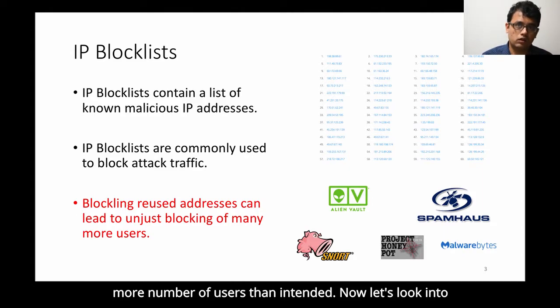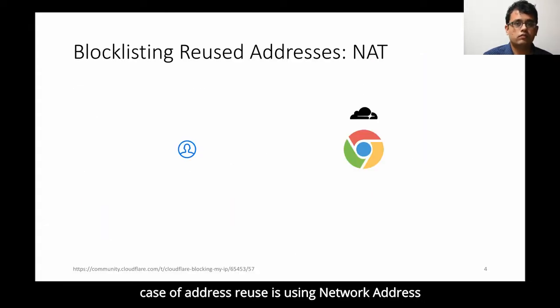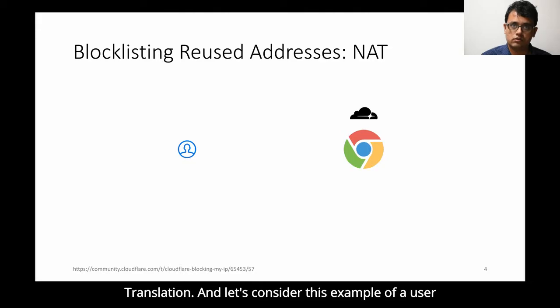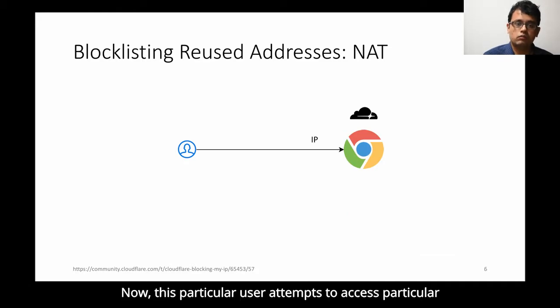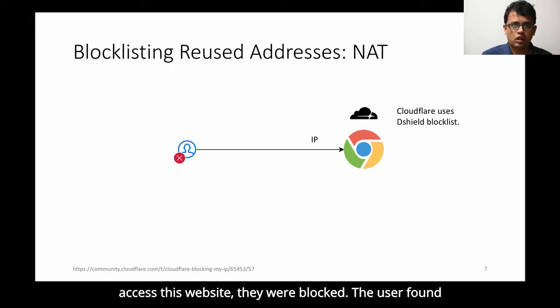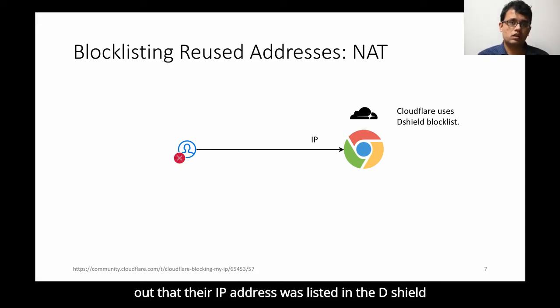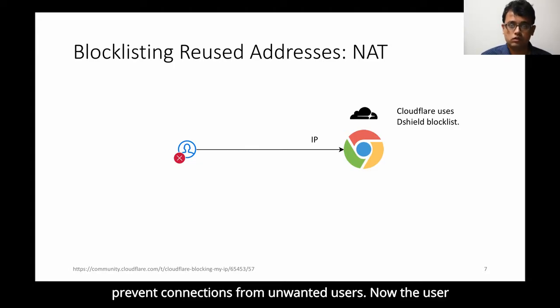Now let's look into this problem on two cases of address reuse. The first case of address reuse is using network address translation. Let's consider this example of a user who's trying to access a website hosted on Cloudflare. This is a real-world example which we found in the Cloudflare community blog. This particular user attempts to access this website using an IP address, and when they tried to access the website, they were blocked. The user found out that their IP address was listed in the DShield blocklist, which is used by Cloudflare to actually prevent connections from unwanted users.